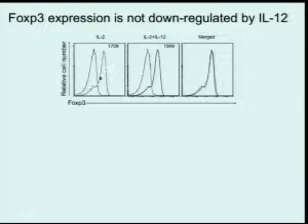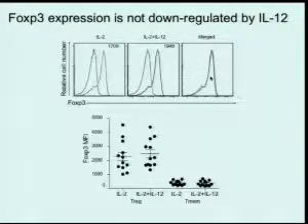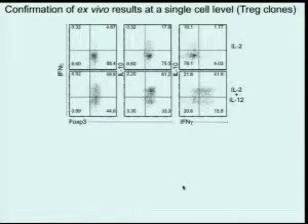So here we have FOXP3 with IL-2 alone, with the addition of IL-12, and one can see that there's no difference in FOXP3 expression with IL-12. We then looked at a number of different subjects. Each symbol represents a different healthy subject in terms of the expression of FOXP3, and one can see there is no difference in FOXP3 expression with IL-12 addition as compared to memory T cells, which of course did not express FOXP3. We then wanted to confirm this with single-cell cloning.